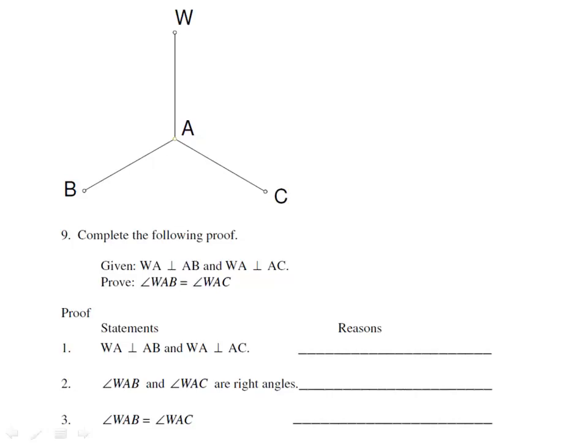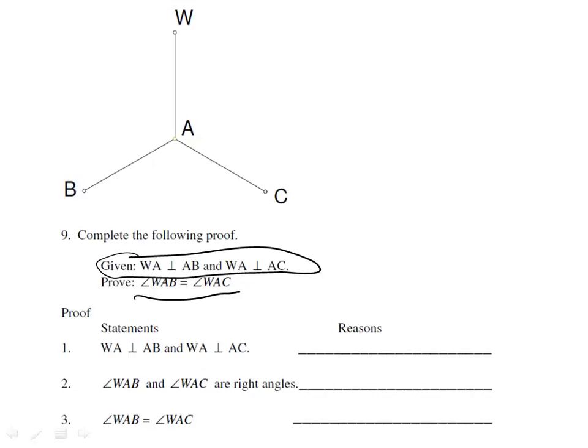Alright, we made it to the last one. And it's a proof. Yay. Alright, the thing about proofs here. Here's our given, so that's our hypothesis. Here's what we are supposed to prove: that angle WAB equals angle WAC.